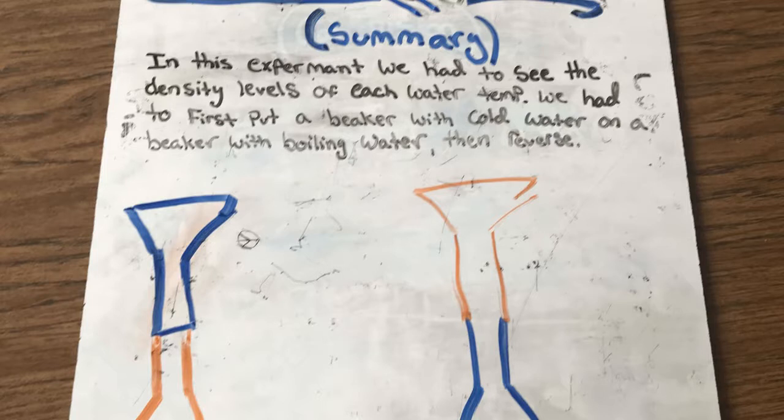In this experiment, we had to see the density levels of each temperature of water. We had to first put a beaker of ice cold water on a beaker of boiling hot water. Then we had to reverse it.